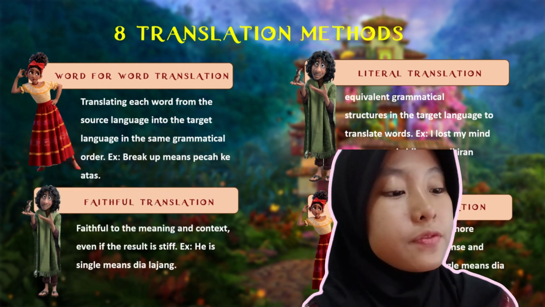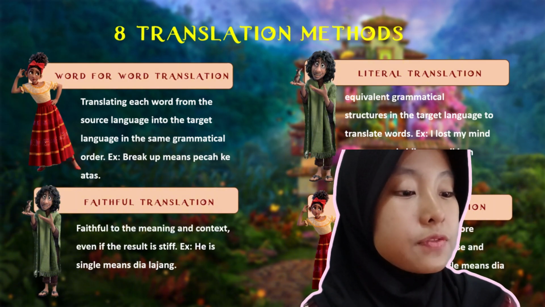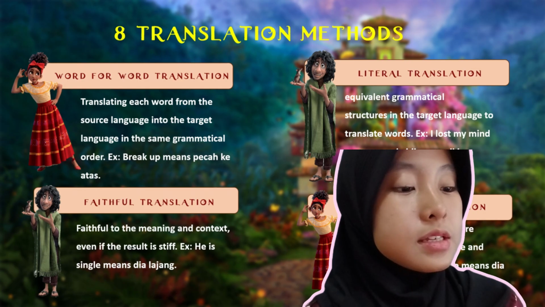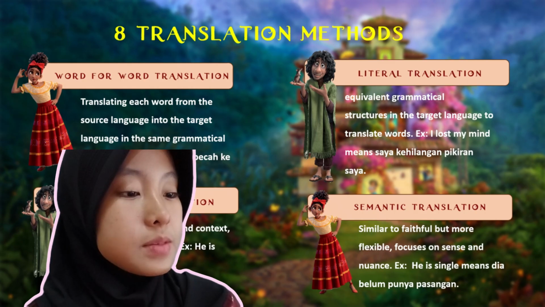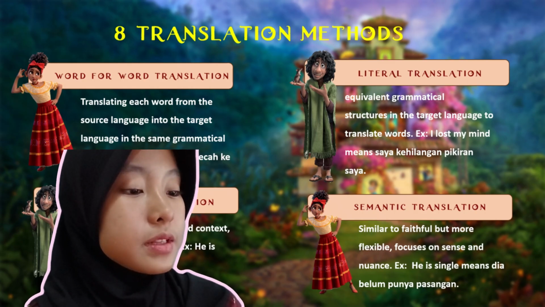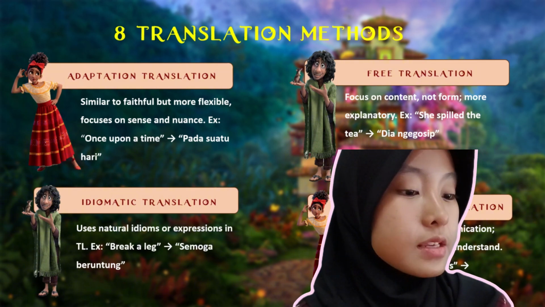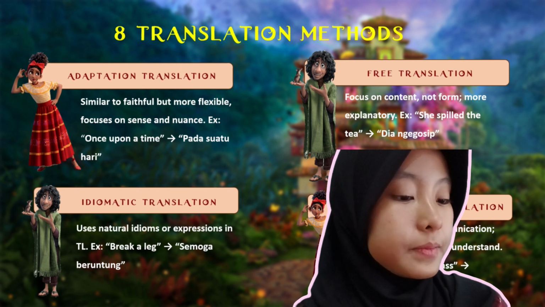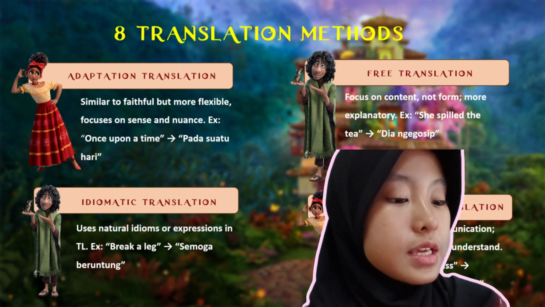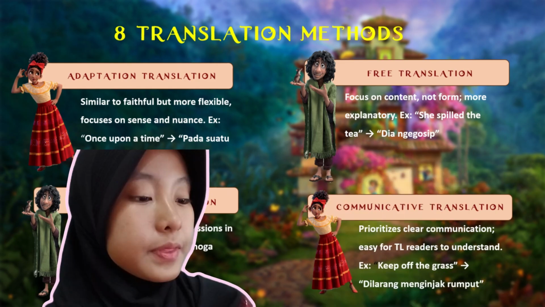Faithful translation: faithful to the meaning and context, even if the result is stiff. Example, he is single means dia lajang. Semantic translation: similar to faithful but more flexible, focusing on sense and nuance. Example, he is single means dia belum punya pasangan. Next, adaptation translation. Example, once upon a time means pada suatu hari.